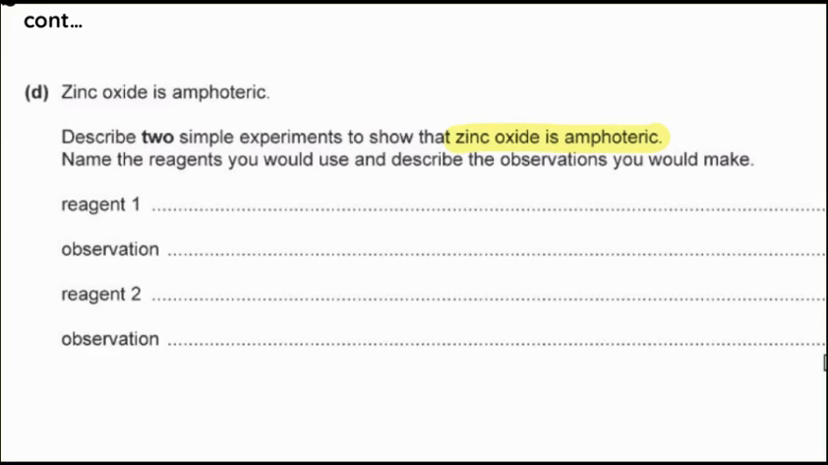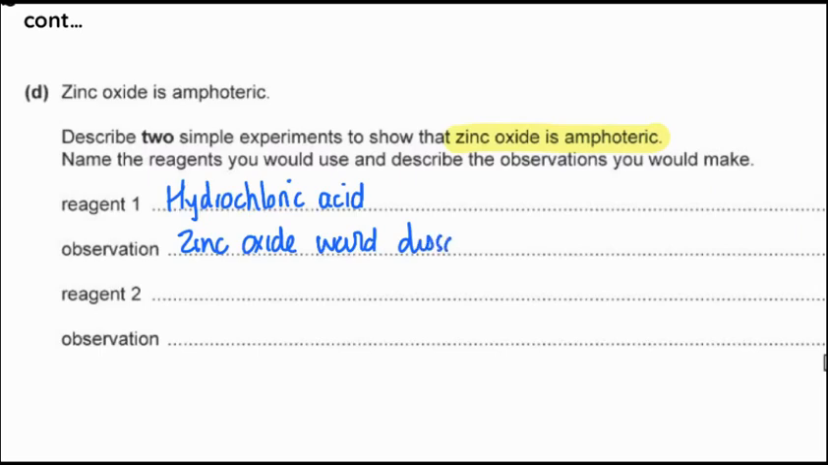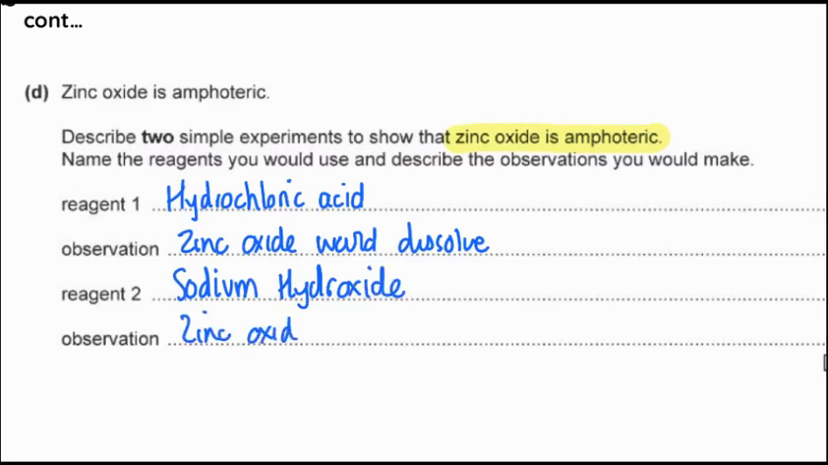So we need any named acid. In this case, we could say reagent 1 is hydrochloric acid. And in that case, the zinc oxide would dissolve, because any acid plus any base makes a salt and water. So the other named reagent you would use is, say, sodium hydroxide, and the observation would be exactly the same. The zinc oxide would dissolve. It's the same observation, but you would have to use one known acid and one known base.